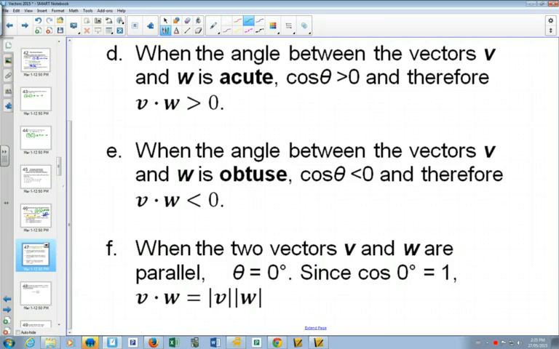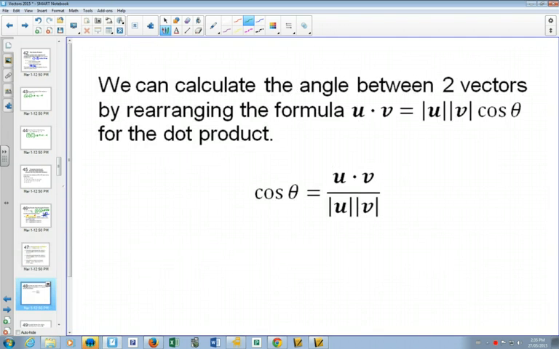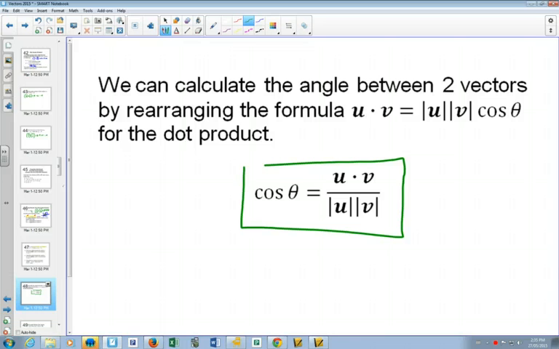And if two vectors are parallel, then the dot product will just equal the lengths of the two vectors times by each other, because cos of 0 degrees is going to equal 1. And you can rearrange that formula that we had before, and we get a formula for cos theta based on the dot product of two vectors, or the scalar product, divided by both of its lengths.